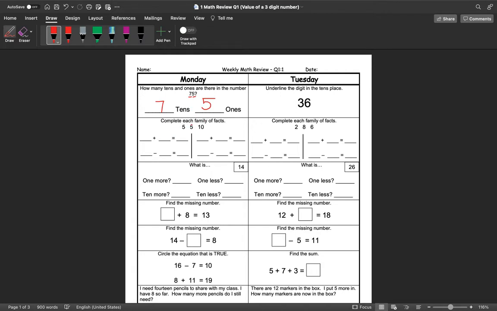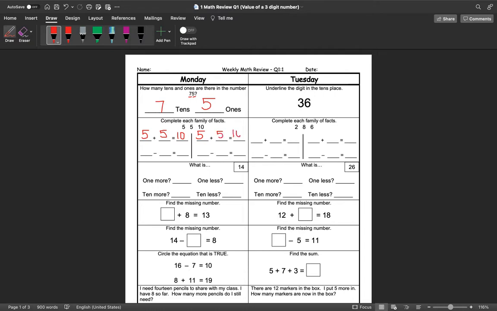All right, completing the fact family with these three numbers. We have 5, 5, and 10. So we can add the 5 plus 5 to get 10. Well, we would flip-flop these numbers, but since they're the same, it's going to be the same. 5 plus 5 equals 10.